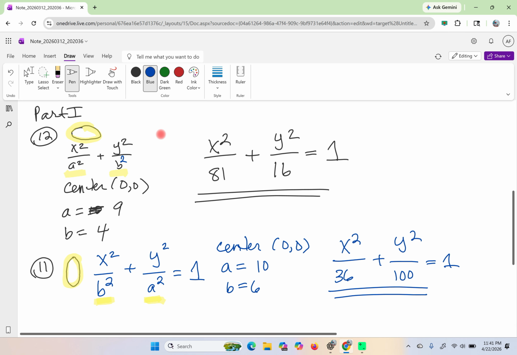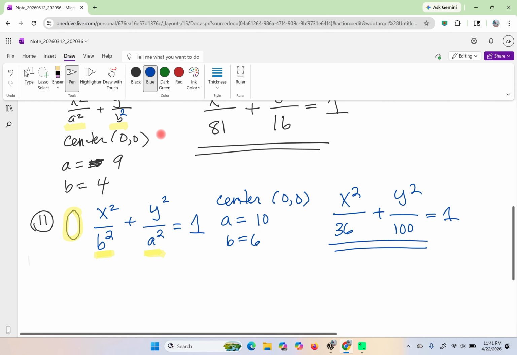If you were to write this as y squared over 100 first, and then the x squared second, that would be still a correct answer. In fact, the book lists it that way. So again, it's the associative property. Because it's plus, we can put it in either order.